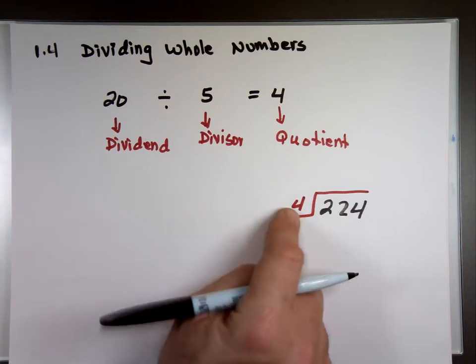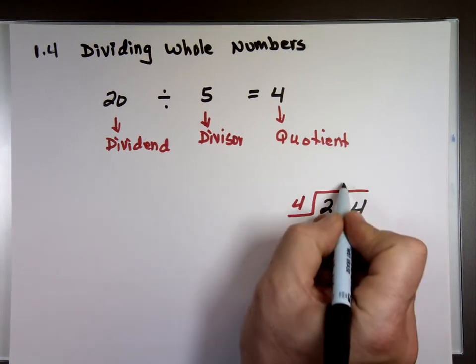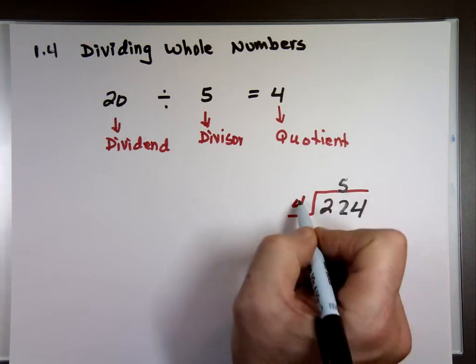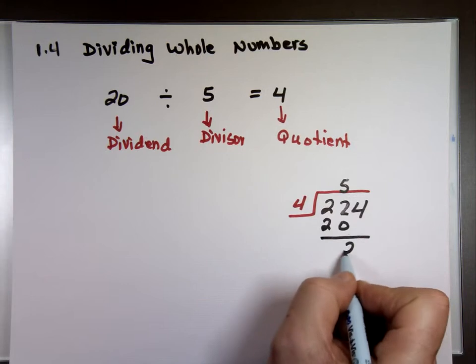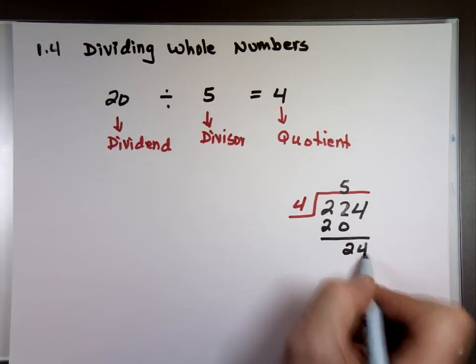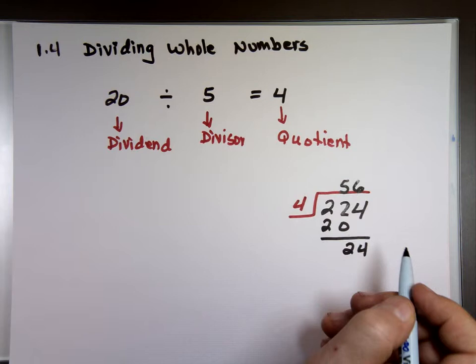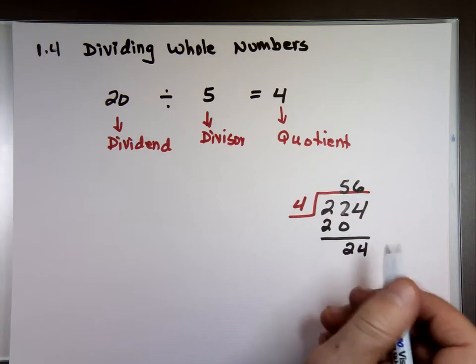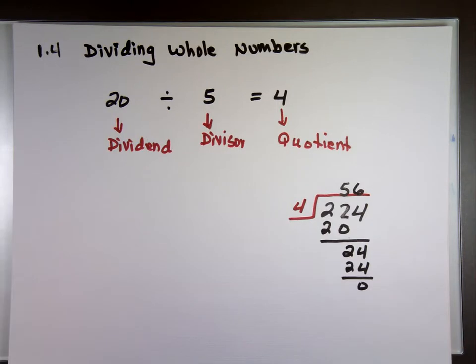Can we divide the 2 by 4? Can we divide the 22 by 4? 5, right? 5 times 4, which is 20. What's the remainder? 2, and bring that 4 down. 24 by 4? 6. 6 times 4? 24. So there is no remainder. So each one of us will have to put $56 there to pay that bill.